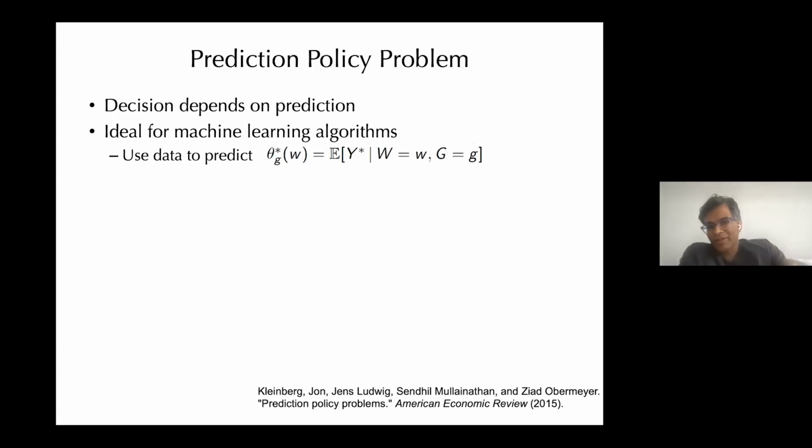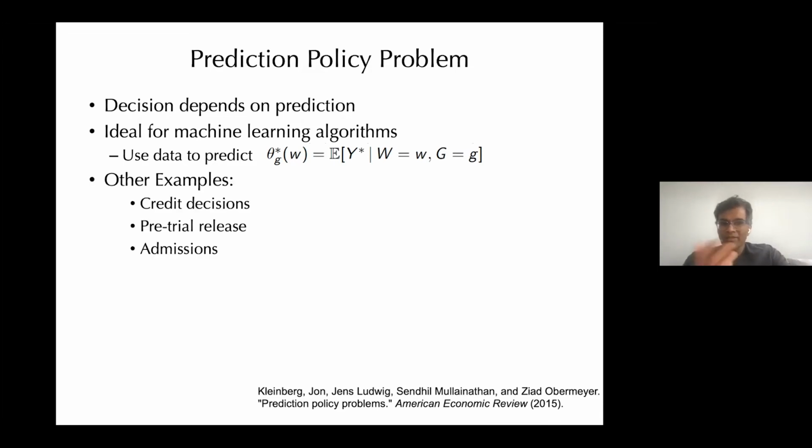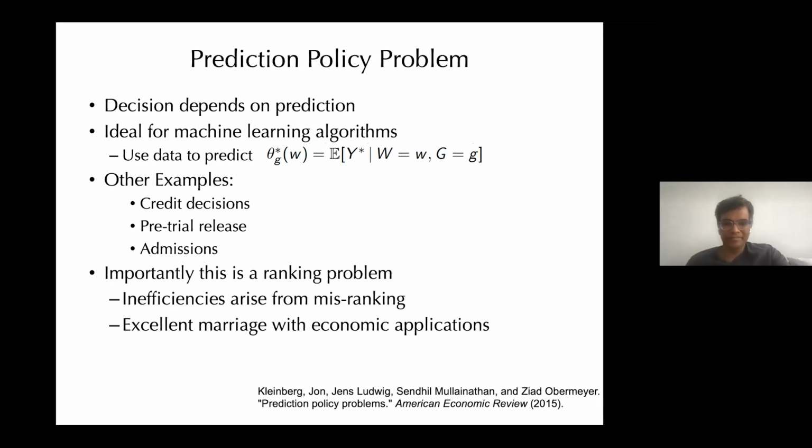The reason I find these problems interesting is they're ideal for machine learning, because ultimately, what does machine learning do? It takes a data frame with X's, in this case W, and Y's, and makes a prediction of Y from X. It's effectively using data to form a prediction. And so other examples besides hiring are credit decisions, pretrial, admissions, etc.